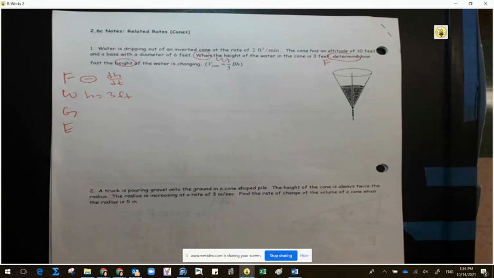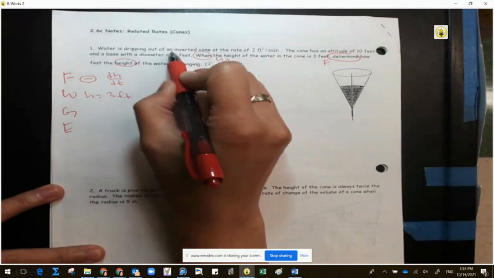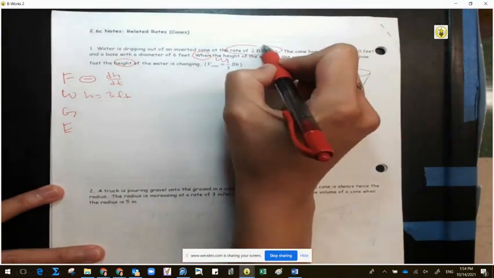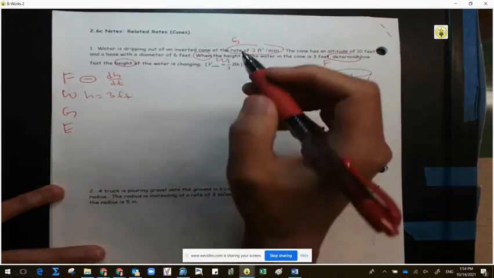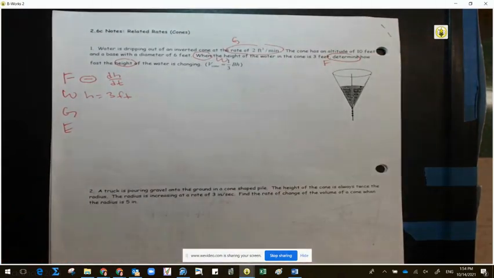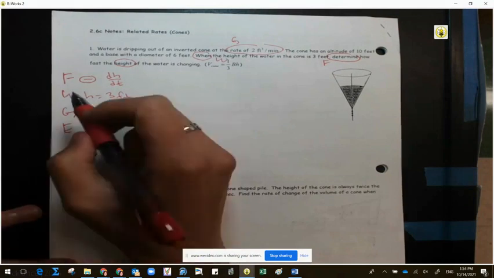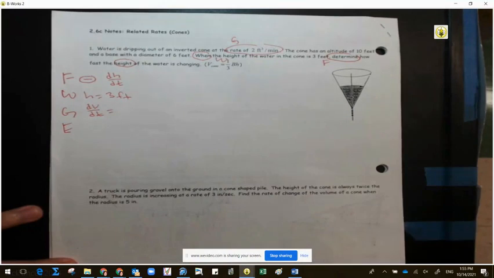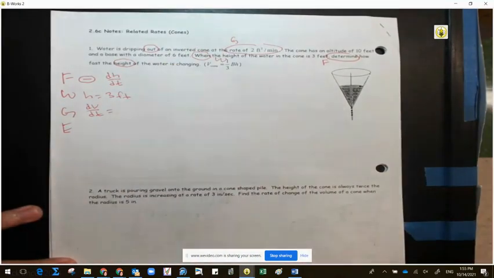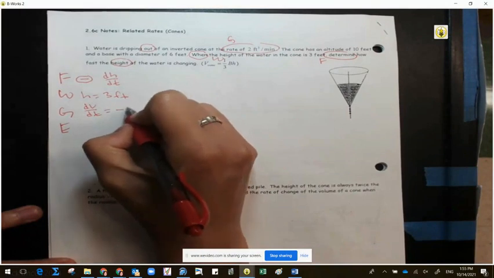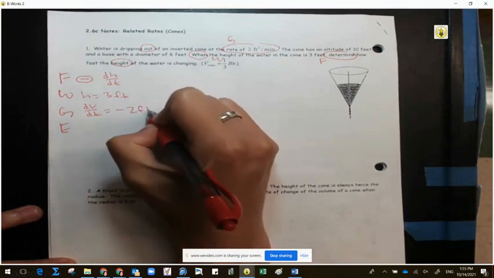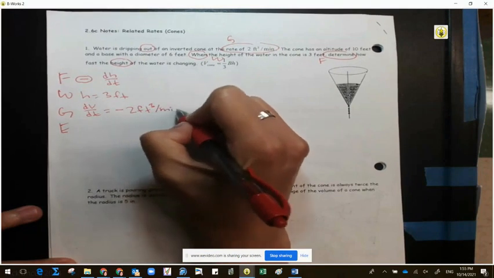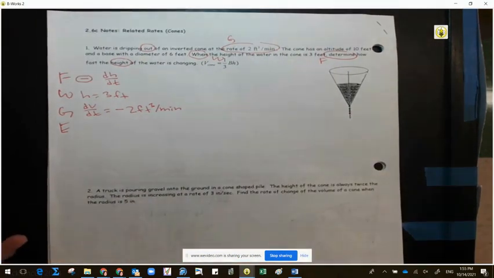And then our given rate, which is our given rate? So the water is dripping out of an inverted cone at the rate of, so I'm going to write out G. Now, when the water is disappearing, is that the area, the perimeter, or the volume? The volume. So I'm going to write out dV over dt. And it's dripping out. So I'm going to go ahead and underline or circle the out part. So that's going to be our negative. So 2 feet cubic per minute. And if you didn't know it had to be volume, we had our cubed, which is referring to our volume.